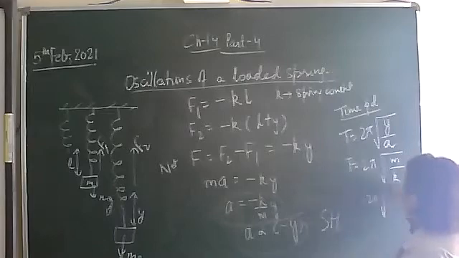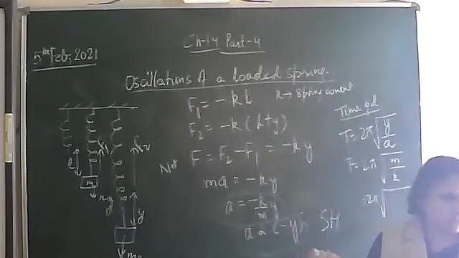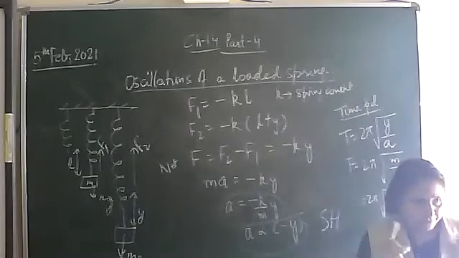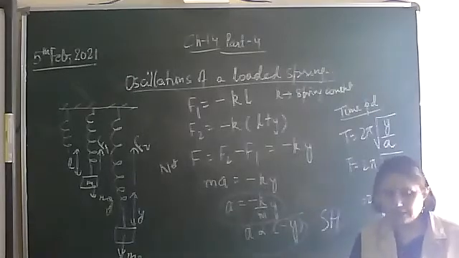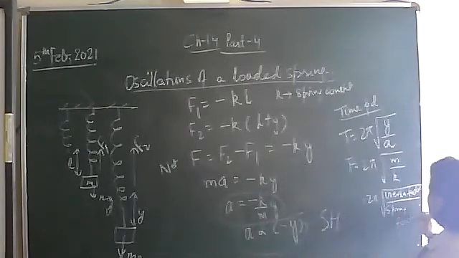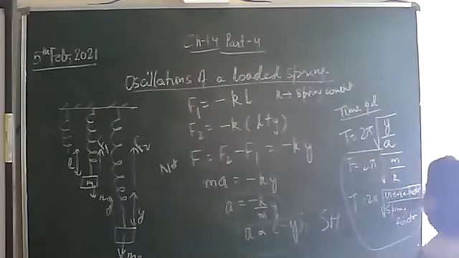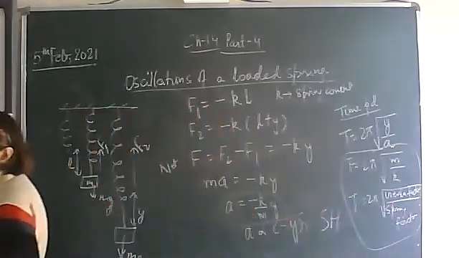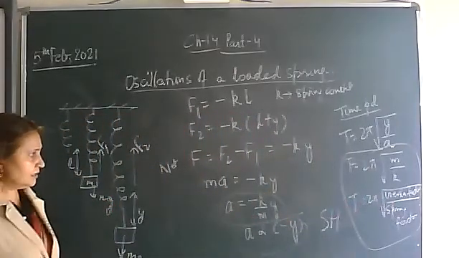What is this m? m is the mass of the body, which measures the inertia. Inertia is measured by mass. So this factor we can call the inertia factor. K is the spring constant, so it depends upon the material of the spring. So it is the spring factor. So this can also be written as: time period is equal to 2 pi under root inertia factor upon spring factor.